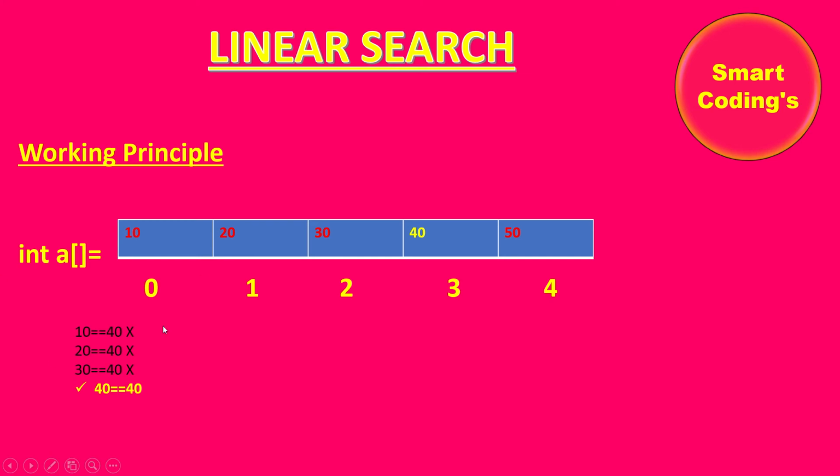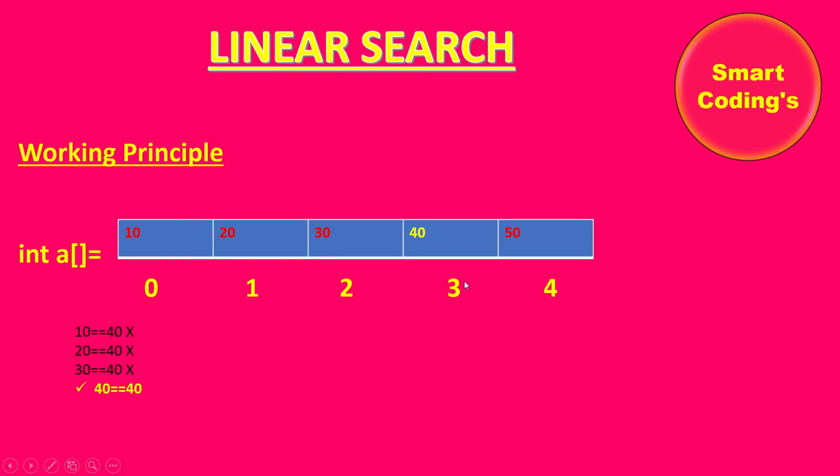Again, in the next iteration of the for loop, it will check with 20. The next element is 20. Is 20 equal to 40? No match found. Is 30 equal to 40? No. And finally, 40 matches with 40, so it is ticked over here. That means a match is found at index number 3.